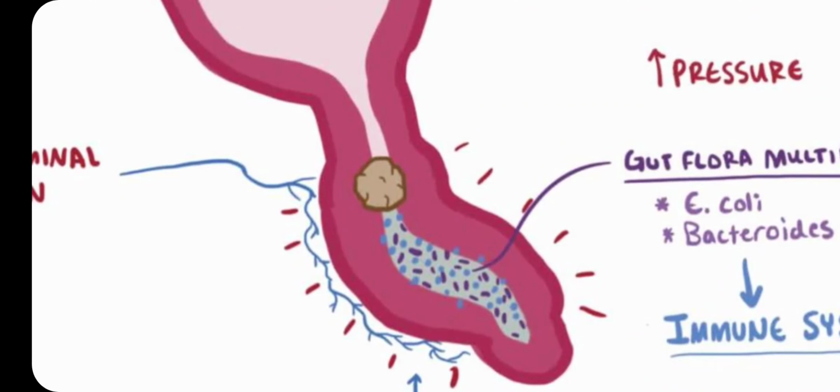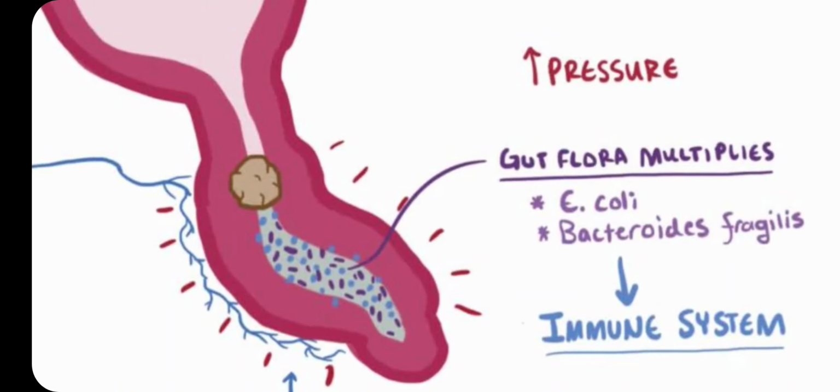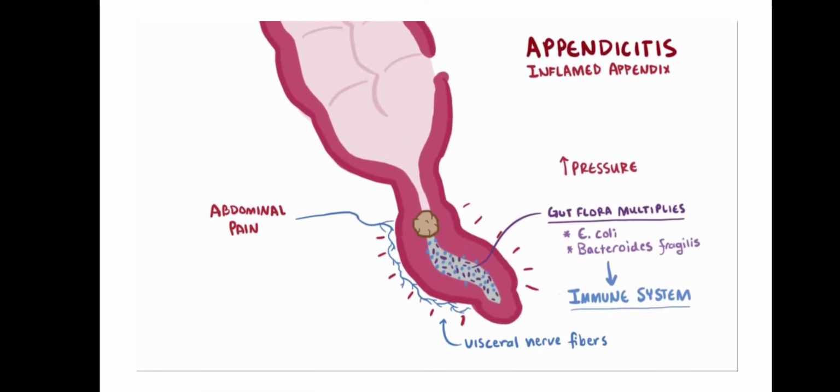It is postulated that this leads to impaired venous drainage, mucosal ischemia leading to bacterial translocation, and subsequent gangrene and intraperitoneal infection. E. coli and Bacteroides fragilis are the most common aerobic and anaerobic bacteria isolated in perforated appendicitis.